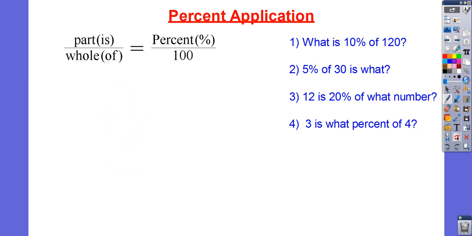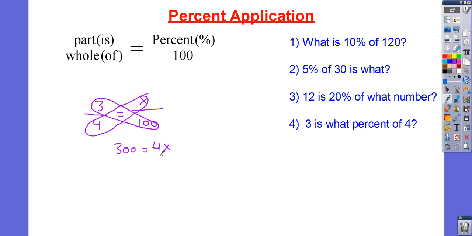Okay, now let's go through our last scenario. So 3 is what percent of 4? So of 4, and then what percent? Okay, so the percent is what we don't know in this situation here. I can't simplify. Okay, so let me just try a cross product. 3 times 100 is going to be equal to 300. 4 times x is going to be equal to 4x. So let me just divide by 4 and divide by 4.